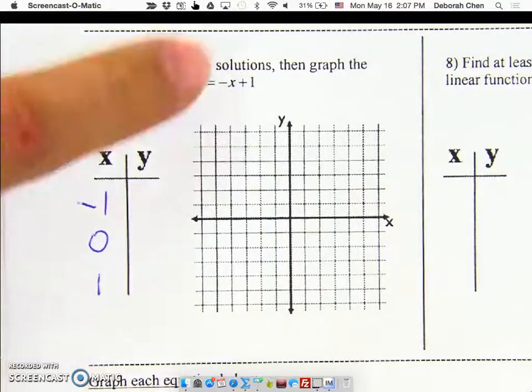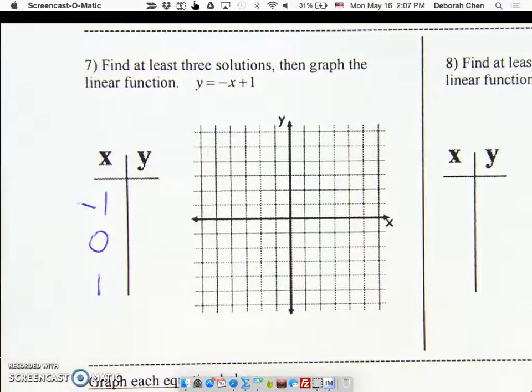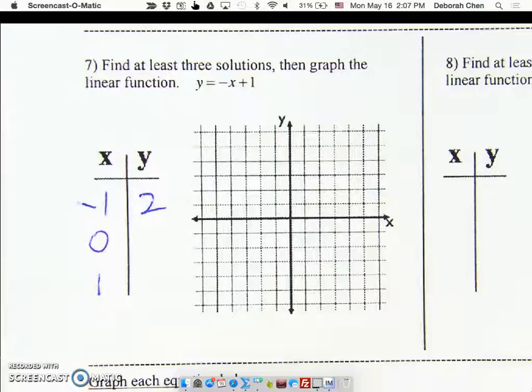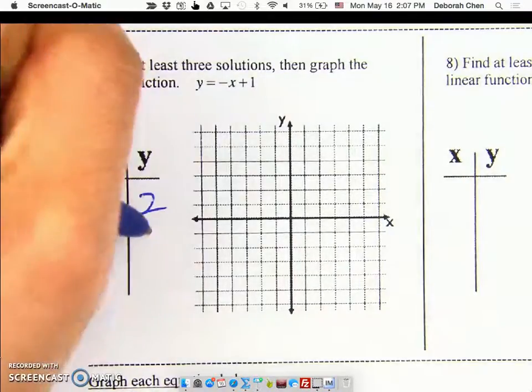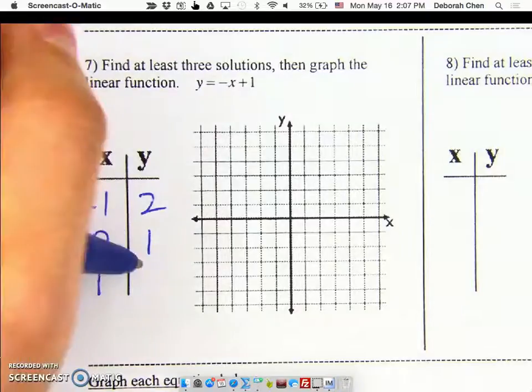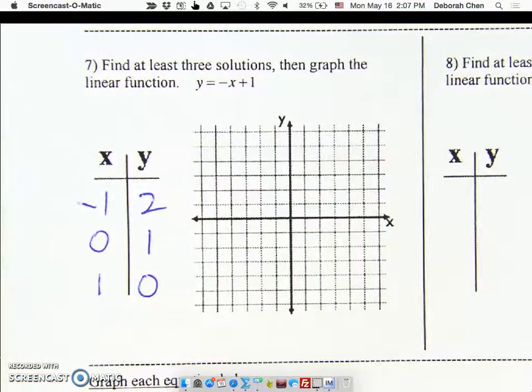What's negative times -1? +1. What's +1 plus 1? 2. There, I got my first point. What's negative times 0? 0. What's 0 plus 1? 1. Easy numbers. What's negative times 1? -1. What's -1 plus 1? 0. I have 3 really easy points to plot.